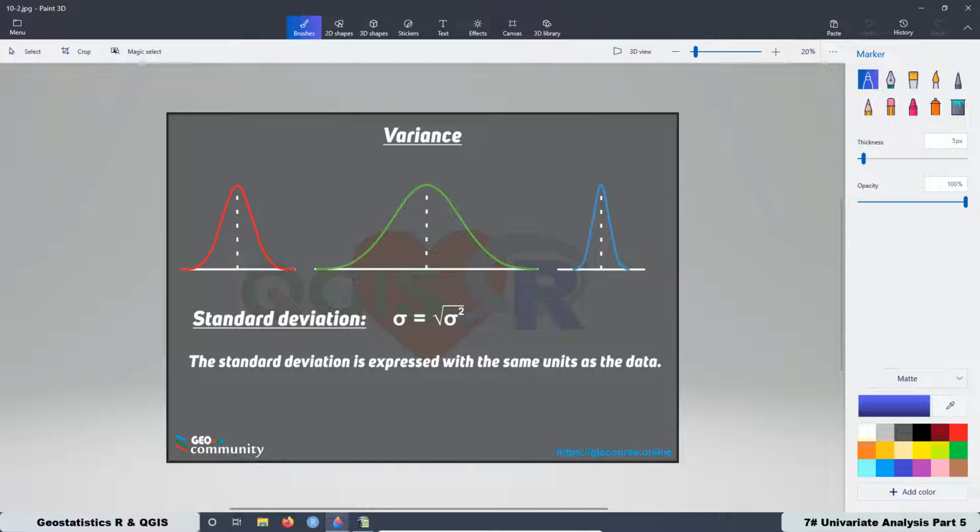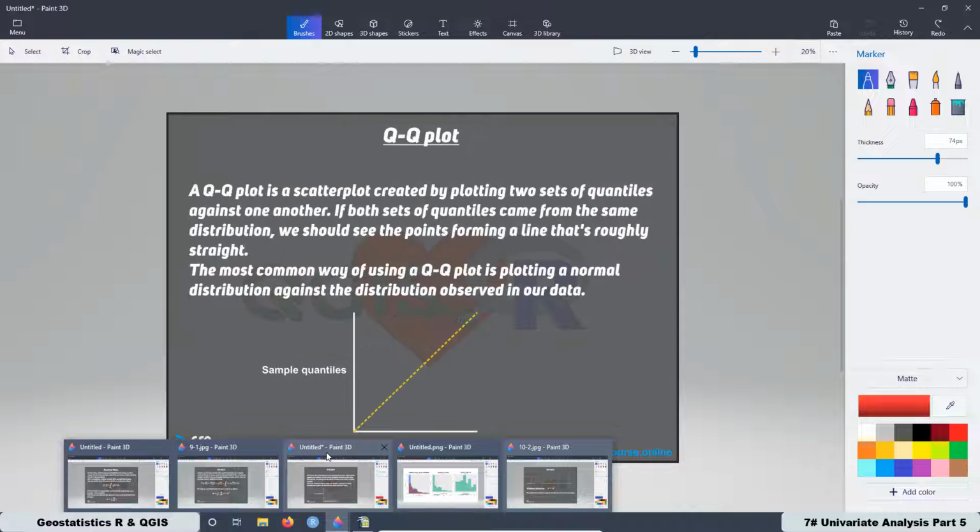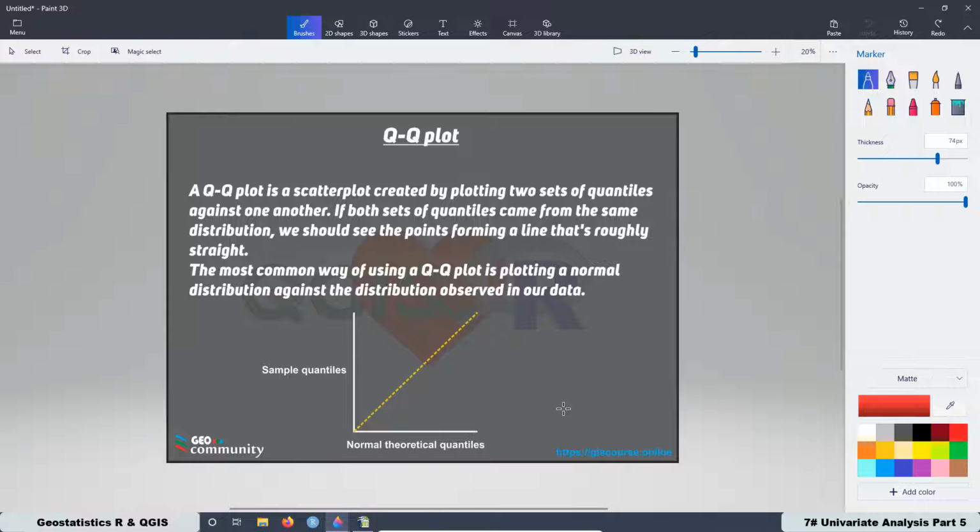Now I would like to show you another tool that you can use to see a graphical representation of your data that is going to help you identify if the distribution of your data is normally distributed. That is a QQ plot. A QQ plot is a scatter plot created by plotting two sets of quantiles against one another. If both sets of quantiles come from the same distribution, we should see the points forming a line that is roughly straight. The most common way of using a QQ plot is plotting a normal distribution against the distribution observed in our data.